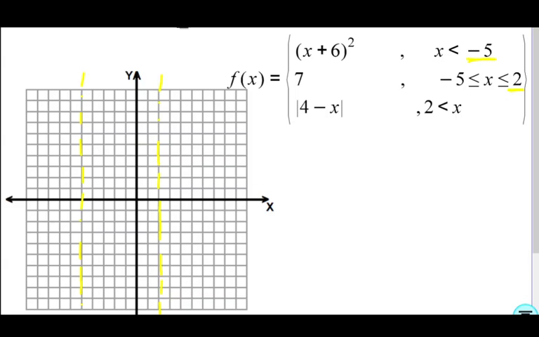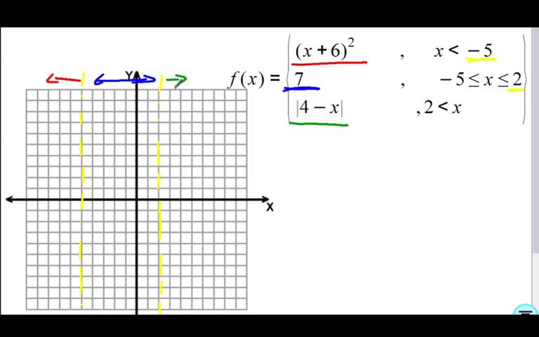It's a break in the domain. It's literally where our domain breaks. So we've got our quadratic, which is going to be on this side. We've got our constant function, which is going to be in between. And then we have our absolute value, which is going to be on that side. So that's our first step.